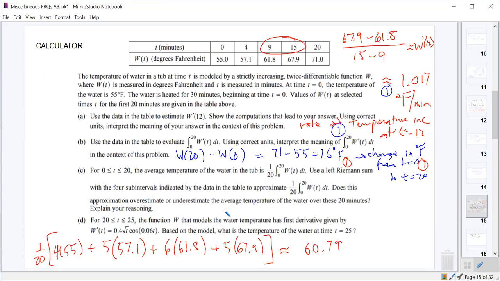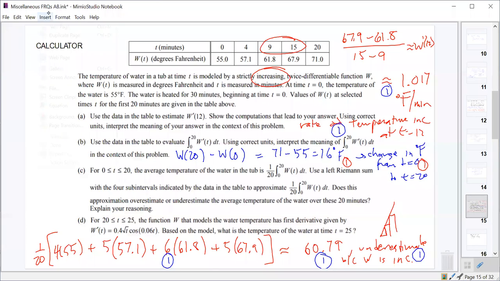Is that an over or an underestimate? Right, we've got an increasing function. A left Riemann sum will underestimate. So it's an underestimate. And you would say because W is increasing. Strictly increasing is probably better than that it never decreases, but saying it's increasing is fine. 3 points there. 1 point for the setup for the Riemann sum, 1 point for the value, 1 point for underestimate with a legitimate reason. Good?